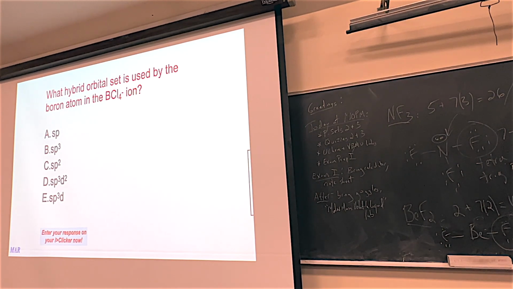What I would do is try to see what the electron pair geometry is around the boron, and from there you can find the hybrid orbital set or hybridization. So see if you can do that, we'll talk about it a little bit.